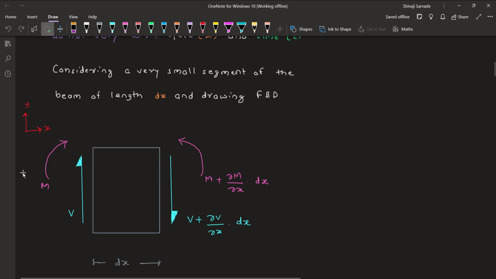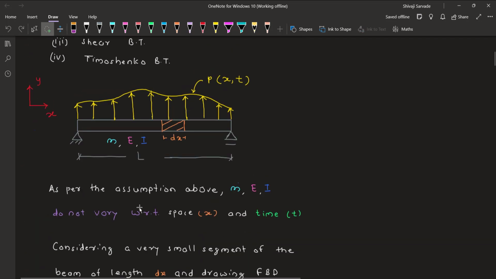So we have M as the acting bending moment in the clockwise direction at the start face of this small segment. At the end face, to establish equilibrium, this has to act in the opposite direction, that is counterclockwise, and there will be a small incremental increase over the distance dx. So we have ∂M/∂x into dx. Now similarly for the shear force, we have the initial shear force as well as this small incremental increase, which is ∂V/∂x for the length dx. So the dx also comes into picture.